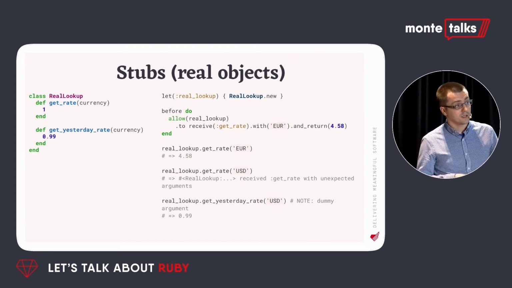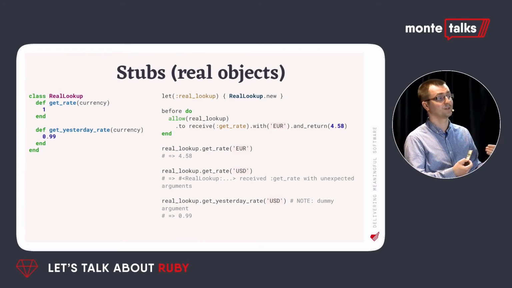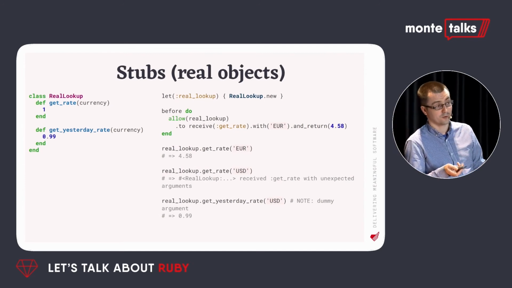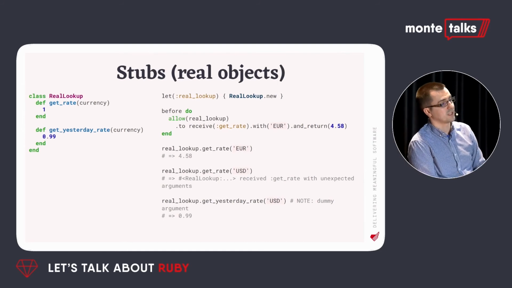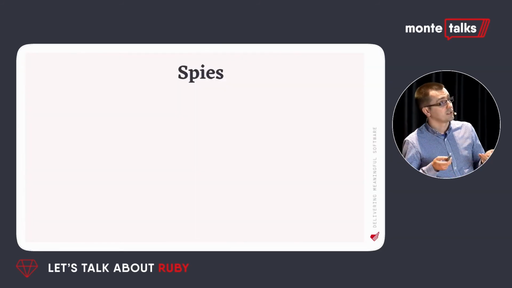So this is a great example of a dummy argument, which you need to put into the invocation of the method to avoid the argument error, right? But it's not used by this method, right? So this is a dummy object, which is also a test double.